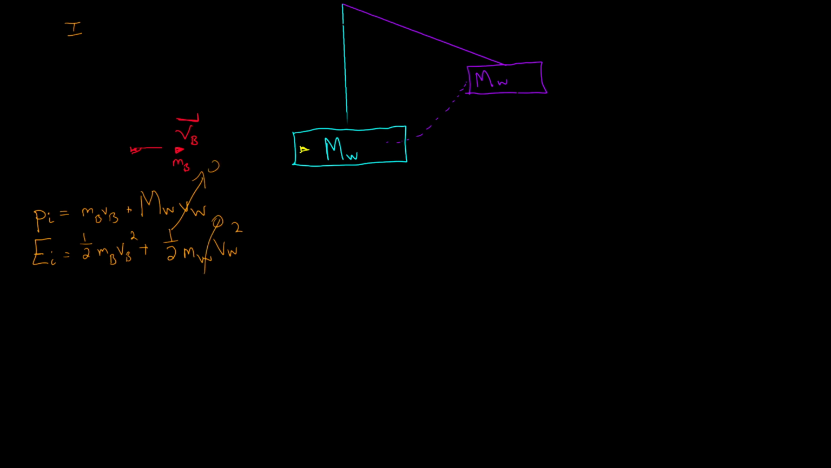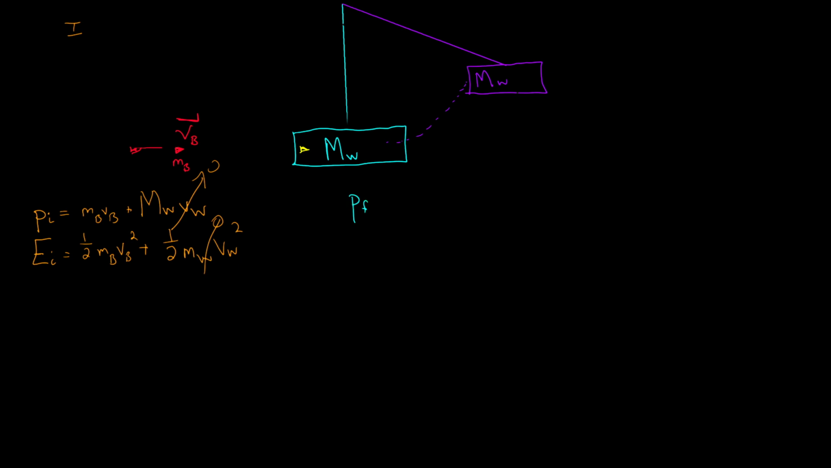Now, the bullet's going to embed into the block. When it embeds into the block, the system changes its mass and energy, or momentum and energy. So the momentum is conserved.